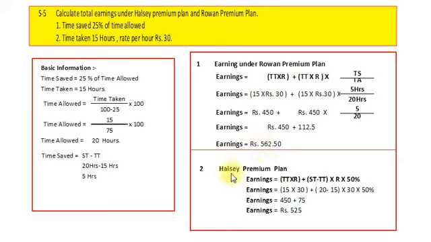So our earning amounts to rupees 450 plus 112.5, that is 562.50. Now earnings under Halsey Premium Plan, and our formula is earnings is equal to time taken multiplied by wage rate plus standard time minus time taken multiplied by wage rate multiplied by 50%. So our earning would be 15 multiplied by 30 plus 20 hours minus 15 hours multiplied by 30 multiplied by 50%. So our earnings amount to 450 plus 75, that is rupees 525 under Halsey Premium Plan.